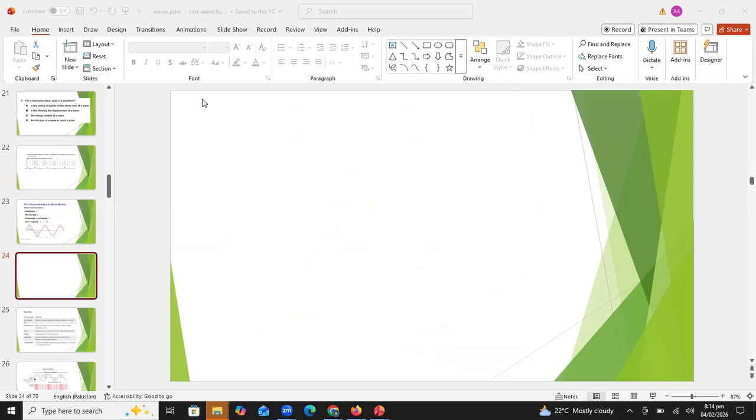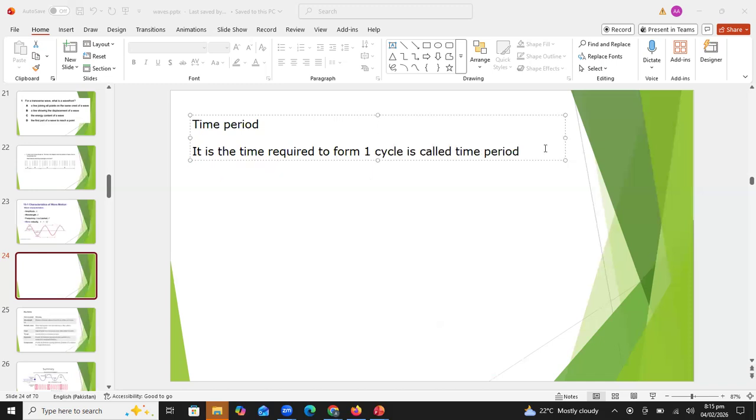Next heading, time period. What is time period? Time period is the time required to form one wave or one cycle. The time required to form one cycle is called time period.